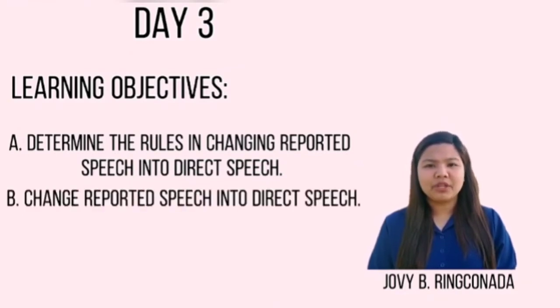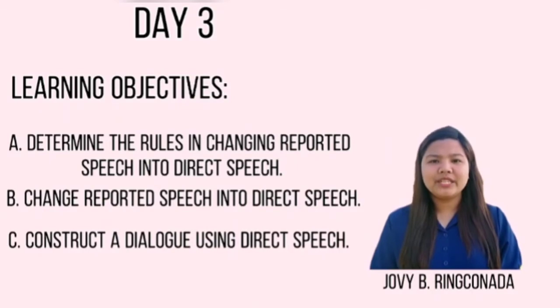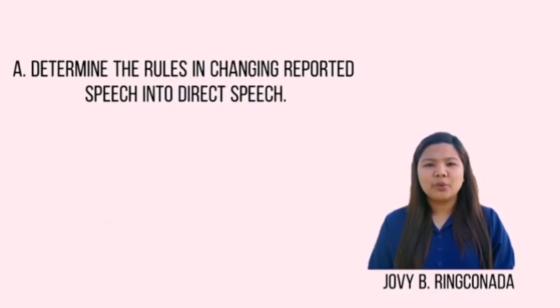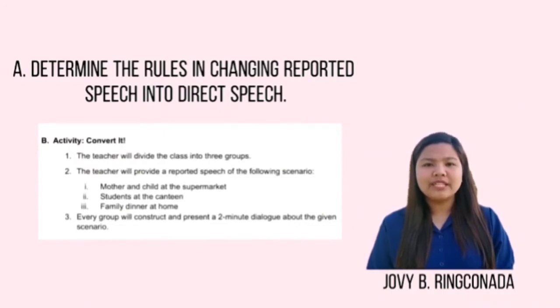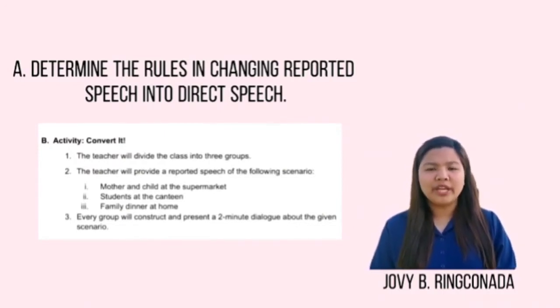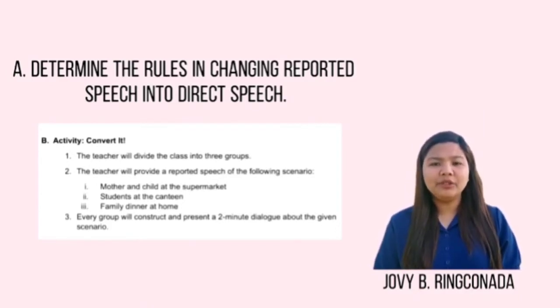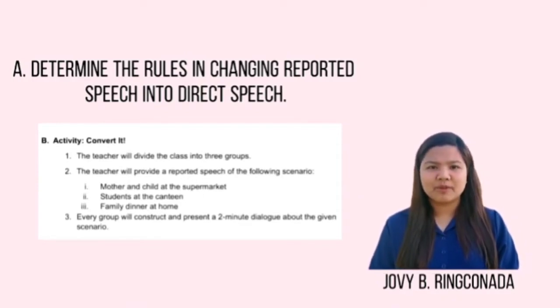In day 3, we have 3 learning objectives: determine the rules in changing reported speech into direct speech, change reported speech into direct speech, and construct a dialogue using direct speech. The first objective relates with the activity, where the students in each group will be given a reported speech, and they will try to construct a dialogue from this. Then, they will determine the rules on how the reported speech changes into direct speech.